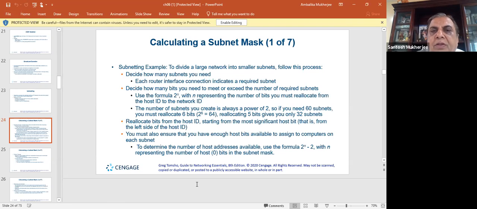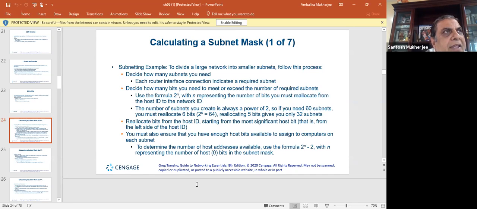Subnetting examples to divide a large network into smaller subnets follow this process. Decide how many subnets you need. Each router interface connection indicates a required subnet. So subnetting is basically to divide a large network into smaller subnets.